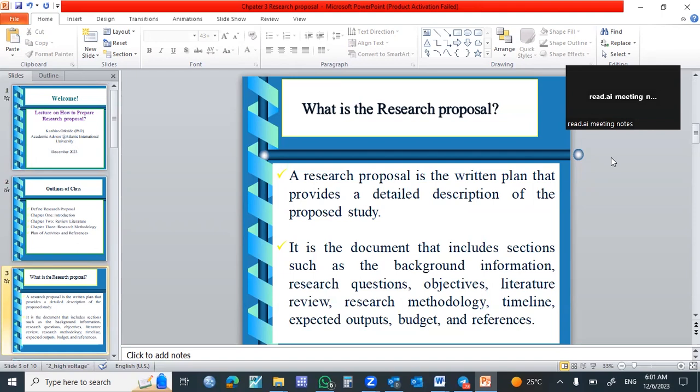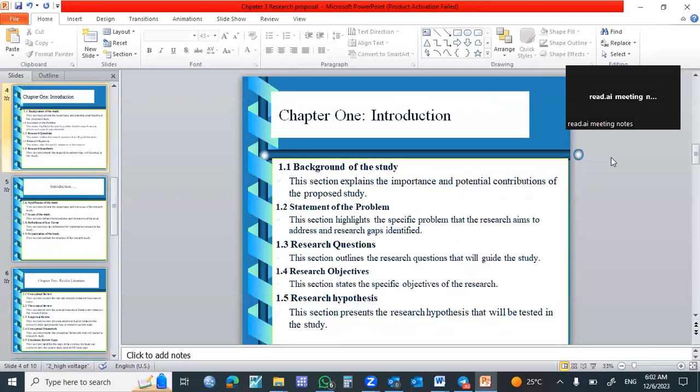A research proposal is a written plan that tells us how we go about conducting our research. It will cover components such as background information, research questions, objectives, literature review, research methodology, time plan, expected outcome, budget, and references.